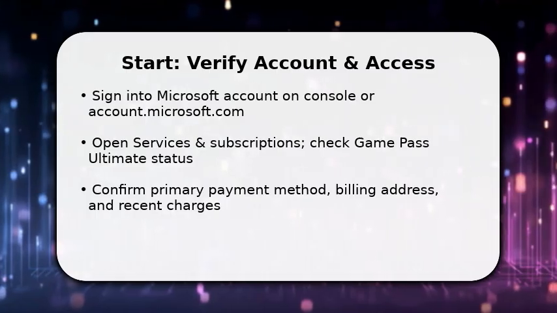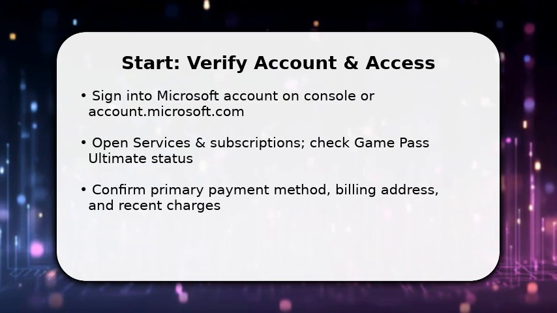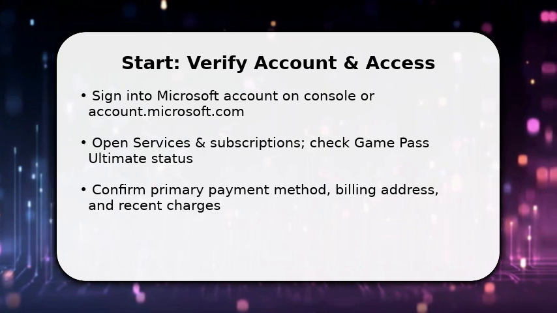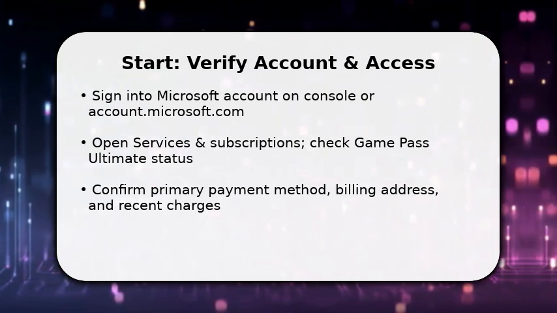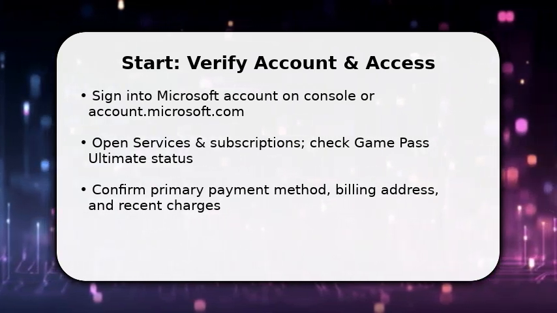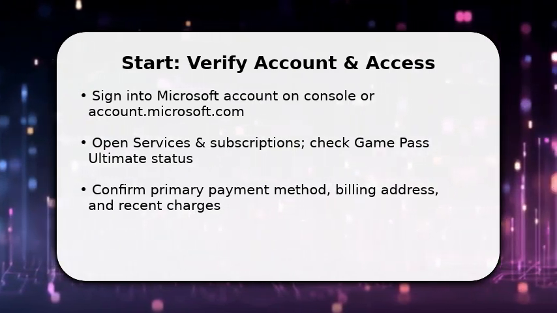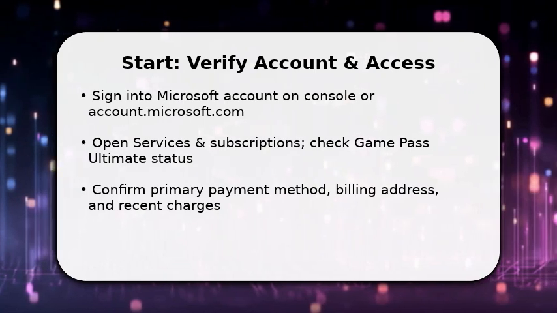You start by signing into the exact Microsoft account tied to Game Pass Ultimate. Once signed in, go straight to Services and Subscriptions to confirm the subscription state and any recent charge attempts. Make sure the primary payment method is valid and not expired. Update card details or add a new method if needed.